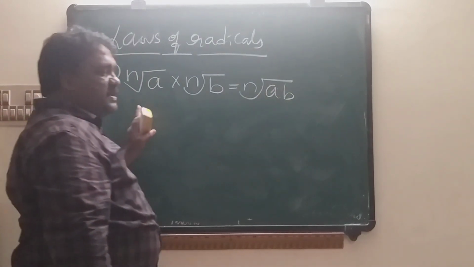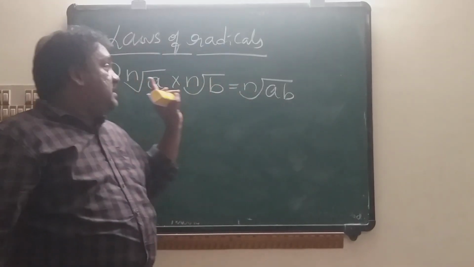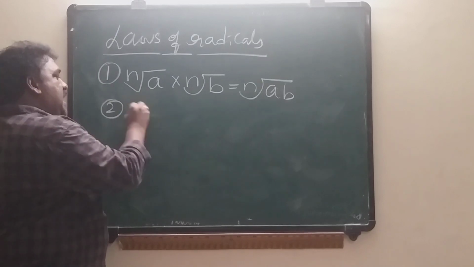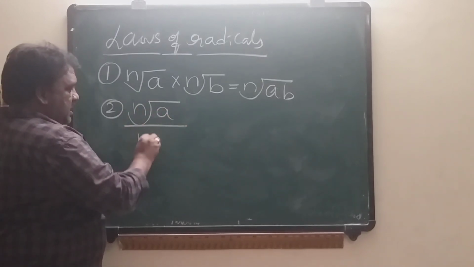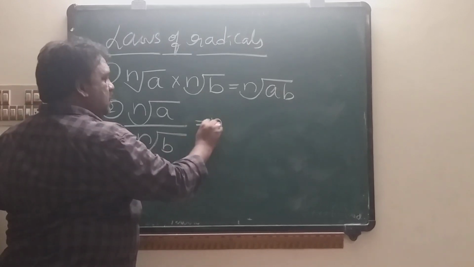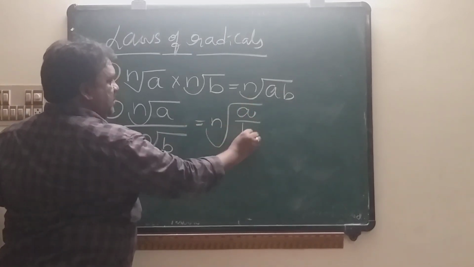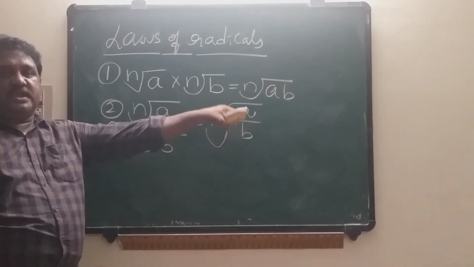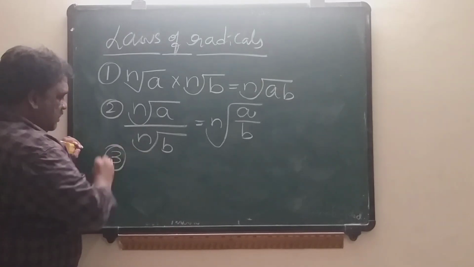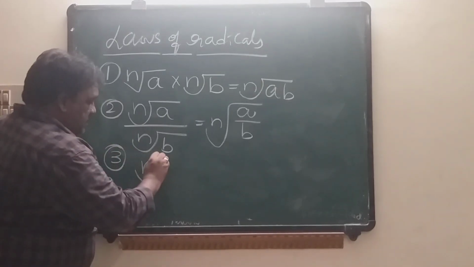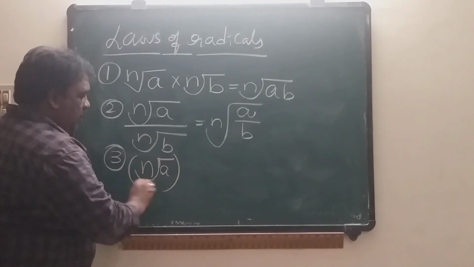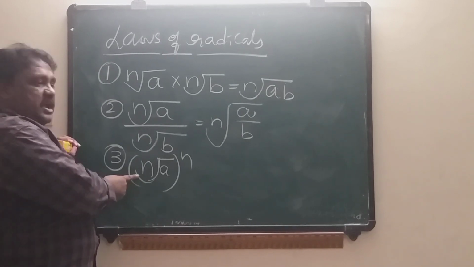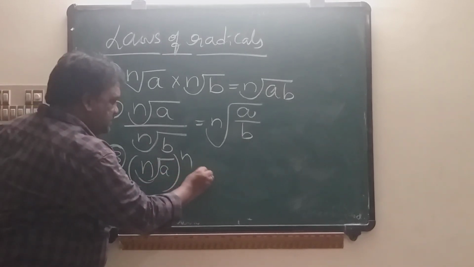Very first one, the first law of radicals: nth root a into nth root b equals nth root ab. Number 2: nth root a by nth root b equals nth root of a by b. Third one: nth root of a whole power n. The nth root is nothing but a to the power of 1 by n. The n cancels, it is a.